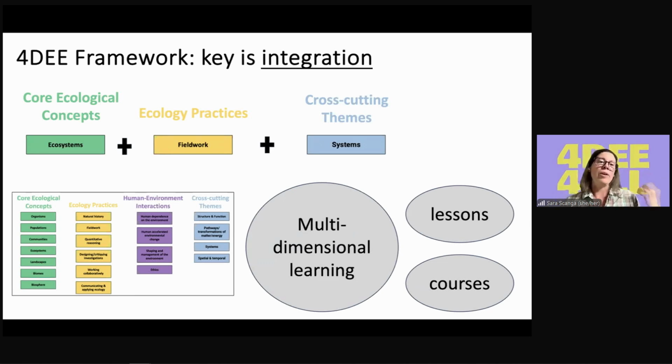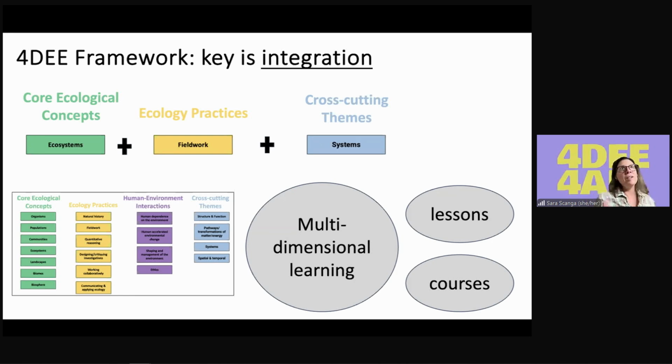So in this example, I have pulled an element from each of 3 dimensions. And you can imagine some kind of learning activity that encompasses ecosystems, fieldwork, and systems thinking. The idea is that making these multidimensional learning activities will deepen students' understanding of all the elements involved. And this multidimensionality should be applied to both lessons and courses.